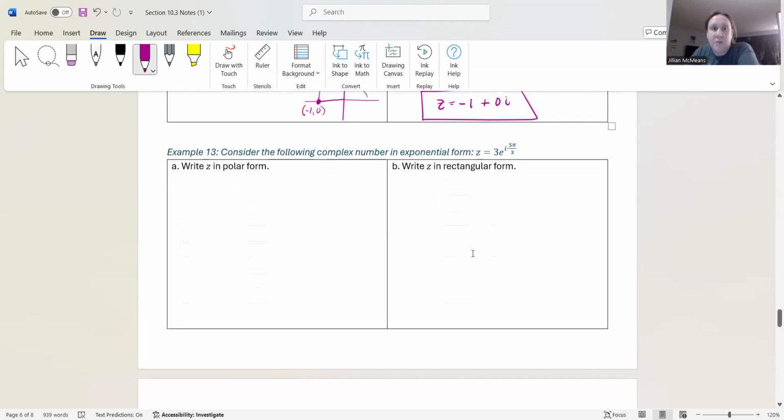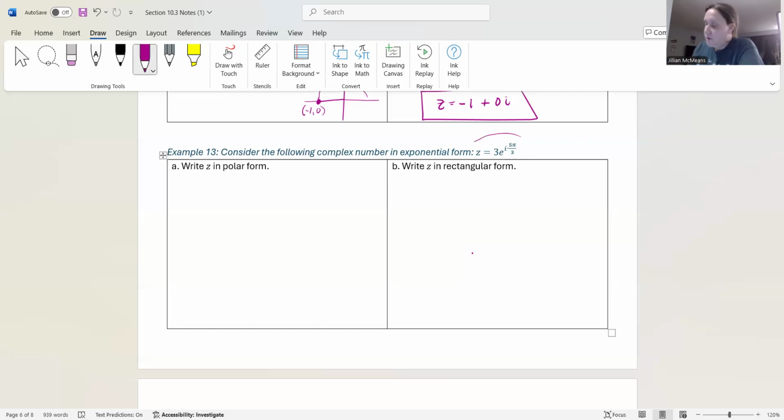So example 13 says, consider the following complex number in exponential form. We have z equals 3 times e to the i times 5 pi over 3. It's kind of a mouthful, but what we want to do is figure out what r and theta are. We can really easily get polar form, and then from there we can get rectangular.